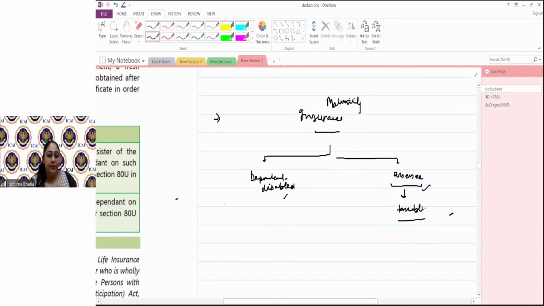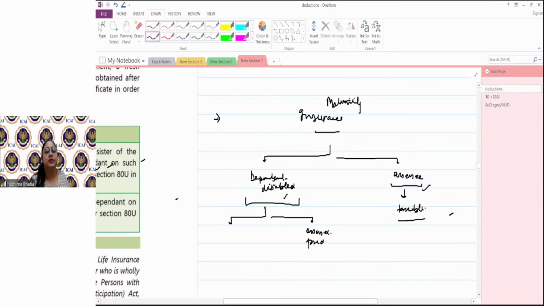Number two, now the dependent disabled is receiving the money, which is the normal case. When will the dependent disabled receive the money? Think carefully again: when will the dependent disabled receive the money? Once the policy is matured, right? And also if the person who was making the contribution, that is the assessee, dies. Two things can happen.